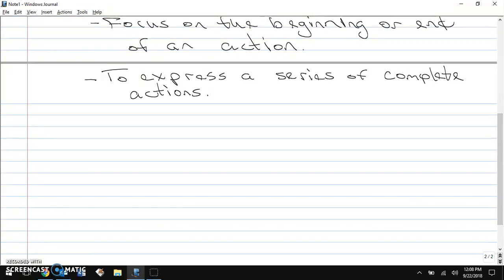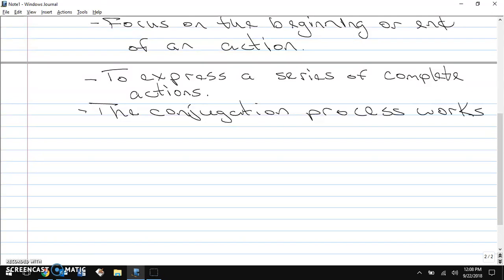So, the conjugation process works the same. First digit of your code is a 4.